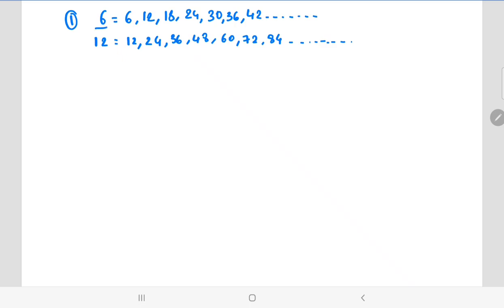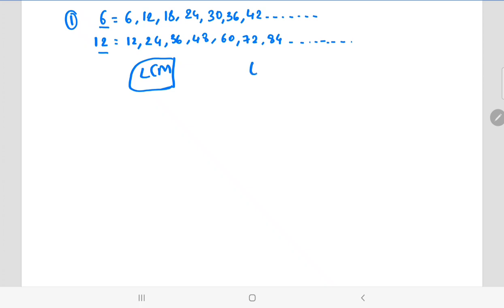If you just see, I am taking 6 and 12 as my first example. Here, to find the LCM, what we have to do? I am going to first take the common things. So here what I have done, I have written the multiples of 6 and 12.